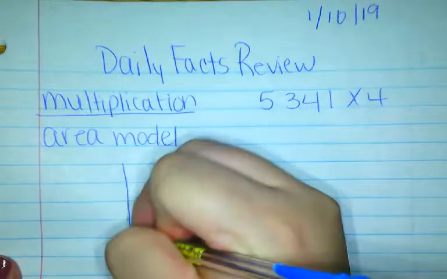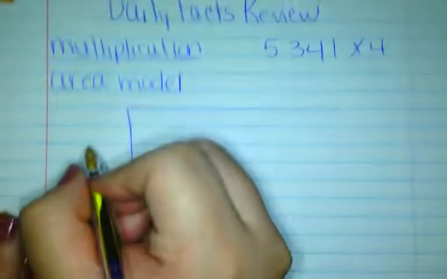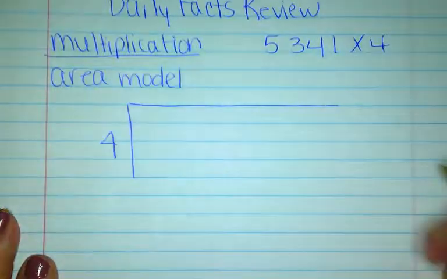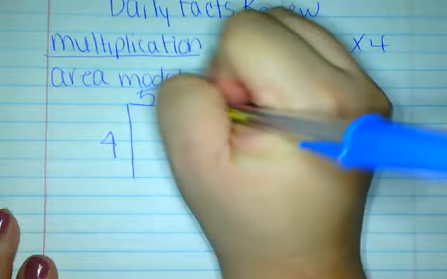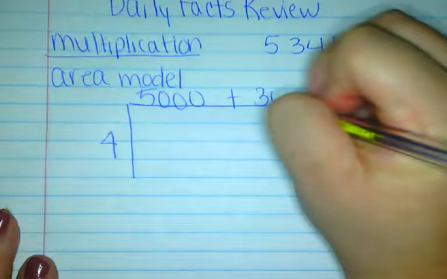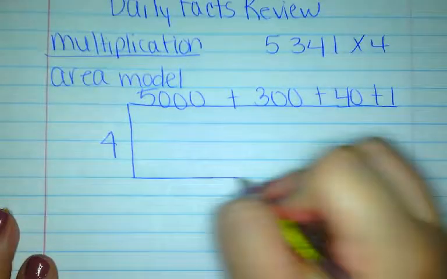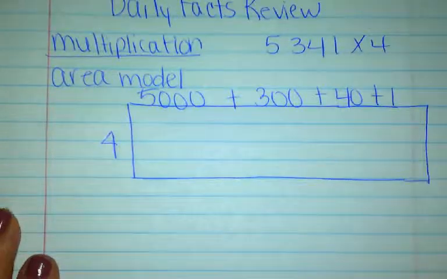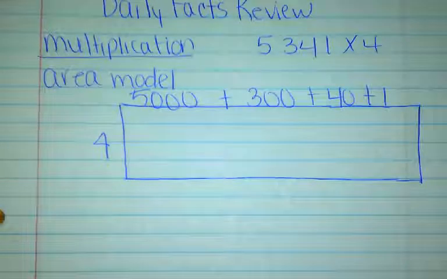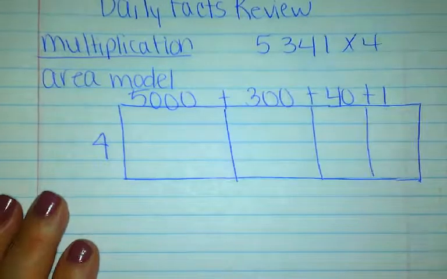Now, your area model should be very easy when it comes down to multiplication. You do your rectangle here. What goes outside? 4. What goes on the top? 5,000. Plus 300. Plus 40. Plus 1. Is everybody there? Yes. Everybody should at least on their own have been able to do that, in less than a minute. Less than half a minute. So there we go.